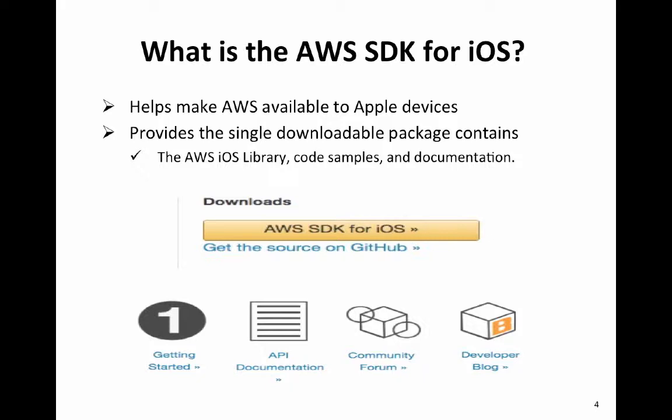It provides a single downloadable package that includes the AWS iOS library, code samples, and documentation. You can download AWS SDK for iOS from Amazon Web Services and it's free. Also, iOS source files can be created using the AWS Mobile Hub or downloaded from GitHub.